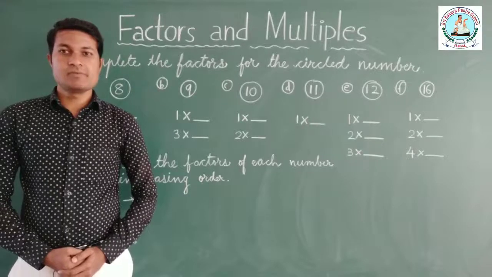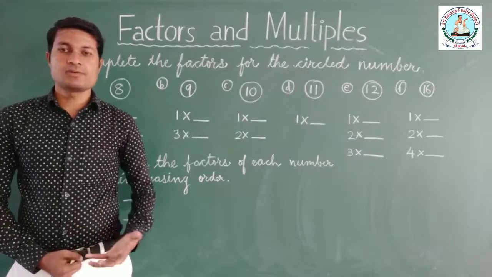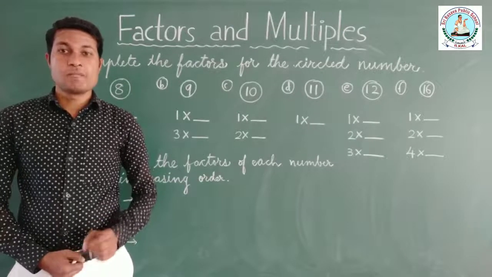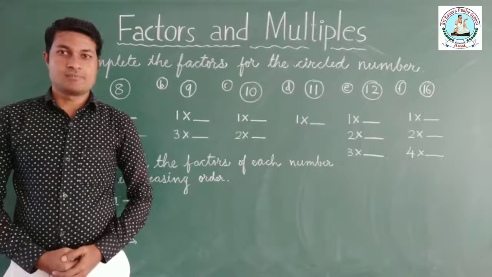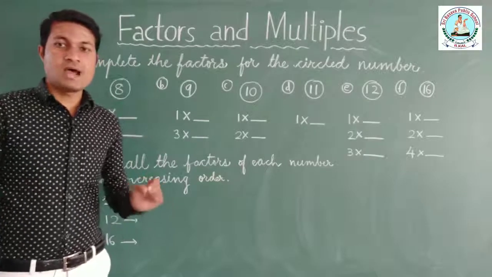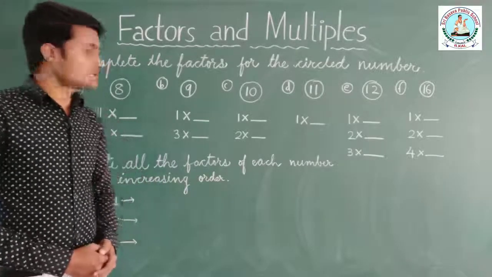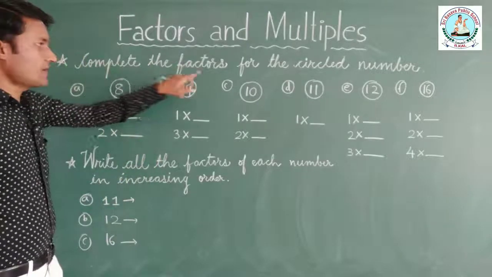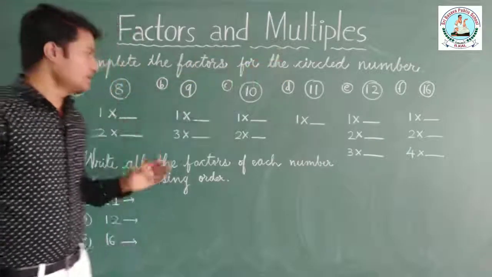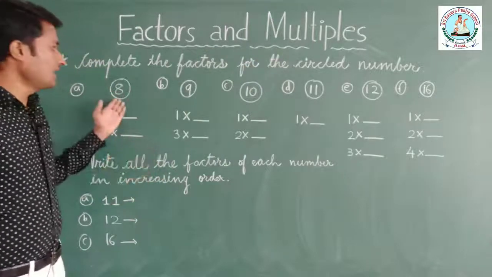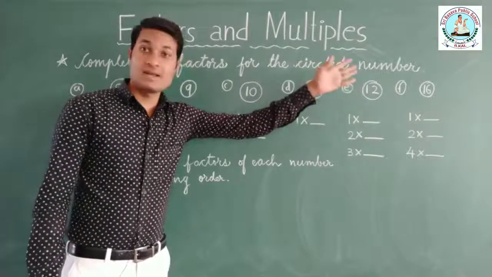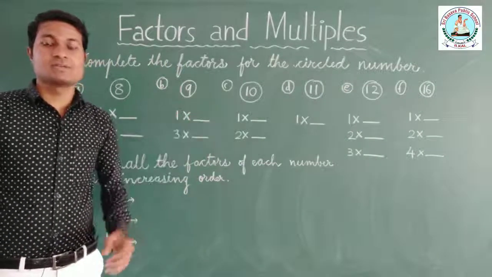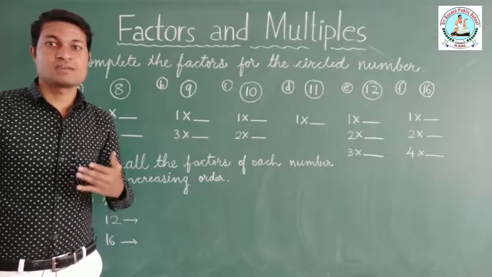Well students, in the previous video we learned how to find the factors of a given number, and we also learned how to find the multiples of a given number, right? So in today's video I am going to solve the exercise problems of page number 59, and your first problem is like this. Complete the factors for the circled numbers. See here, some circled numbers are given, like 8, 9, 10, 11, 12 and 16, and for these circled numbers you need to find the factors.